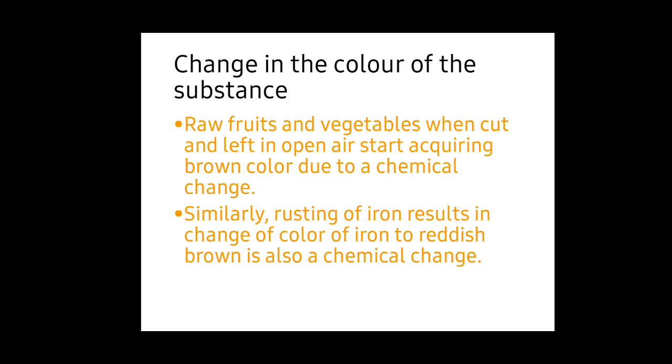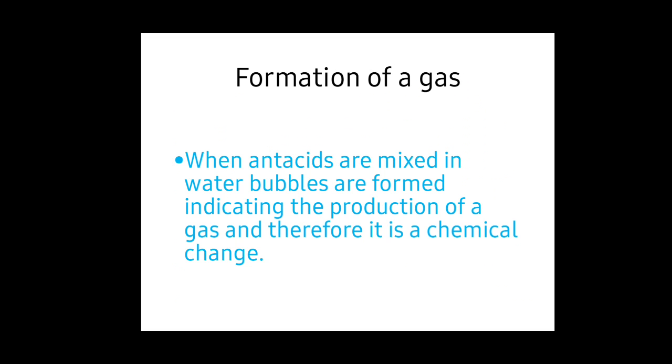Change in the color, as we discussed earlier, the brownish layer on the fruit. Raw fruits and vegetables, when cut and left in open air, start acquiring a brown color. It's all due to a chemical change. Similarly, rusting of iron also results in change in color. And formation of gas. When antacids are mixed in water, bubbles are formed, indicating the production of a gas, and therefore it is a chemical change.